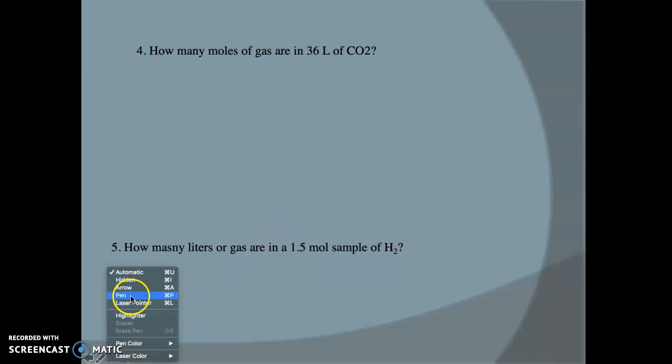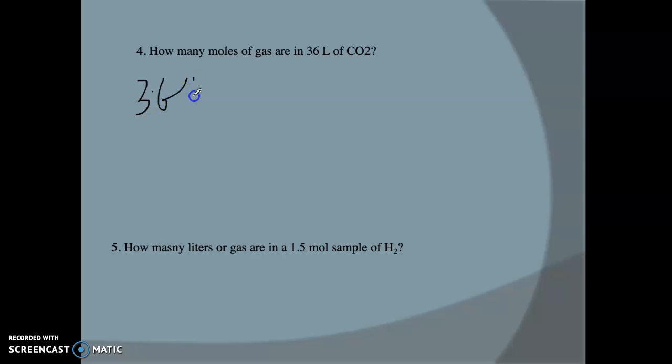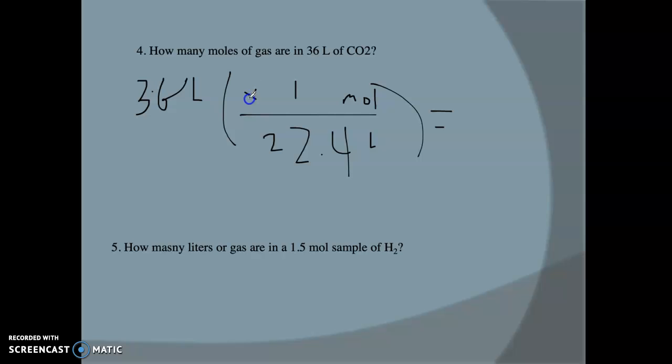Quick note about this one right here, sorry, 36 liters. Be careful. That's 36 liters. When I do this, which side is liters going to have to go on? I want moles, so moles is going on top. So make sure you realize that 1 mole is equal to 22.4 liters, so 22.4 has to go on bottom. And this means you have to divide by 22.4.